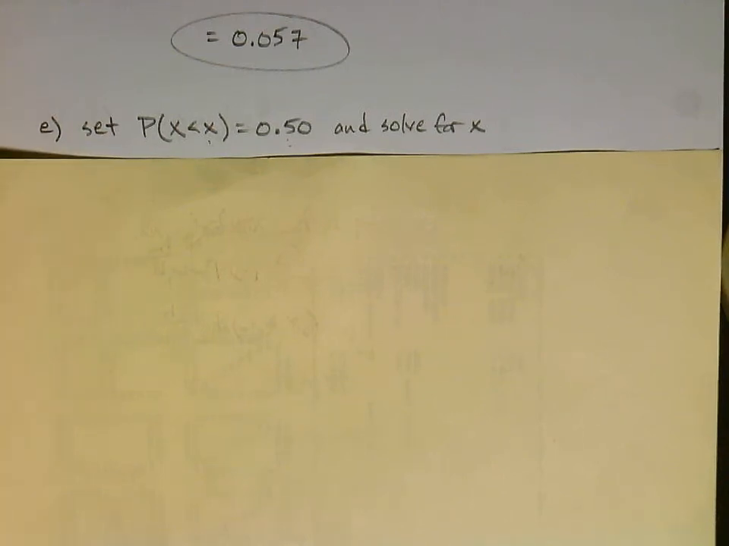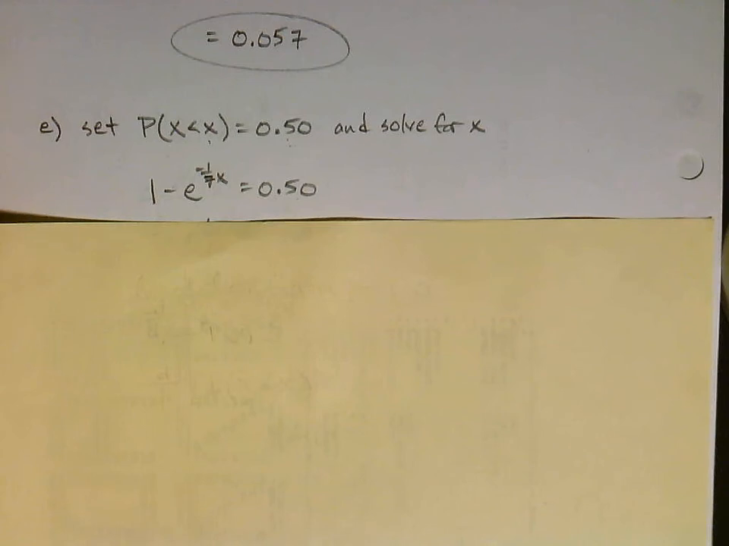We're working backwards. So in part E, we know the answer. Think of it that way. We know it's 0.50. So we're going to set our formula, P of capital X less than little x, equal to 0.50. And we're going to solve for x. How does that work? Well, here we go.